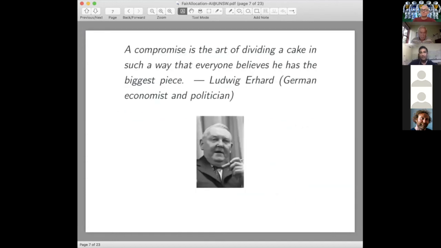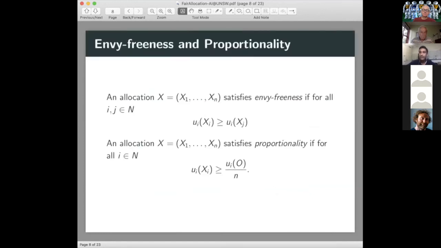One quote which was nice, and I put it here, is that a compromise is the art of dividing a cake in such a way that everyone believes that he has the biggest piece. Indeed, this quote points to one fundamental concept of fairness, which is referred to as envy-freeness, and it's heavily used in many fair allocation problems, such as rent division, allocation of tasks, allocation of goods, and so on. It simply requires that an agent should not envy another person's allocation. Yet another fairness concept that is also highly influential, it's been around since the 1940s, proposed by the famous mathematician Steinhaus, is proportionality. Proportionality puts a welfare bound on every agent's resultant utility. What is nice about this concept is that if you have additive utilities, then proportionality is a weaker version of envy-freeness. In particular, envy-freeness implies proportionality.